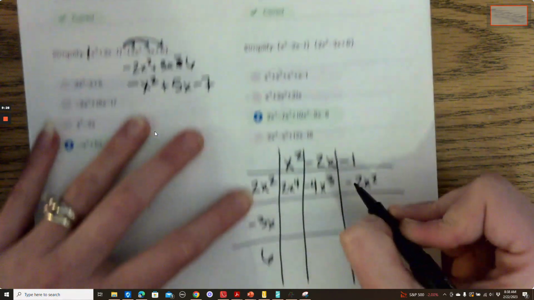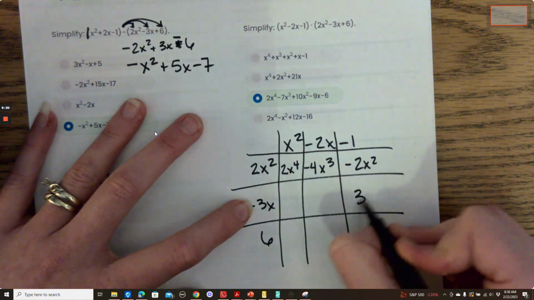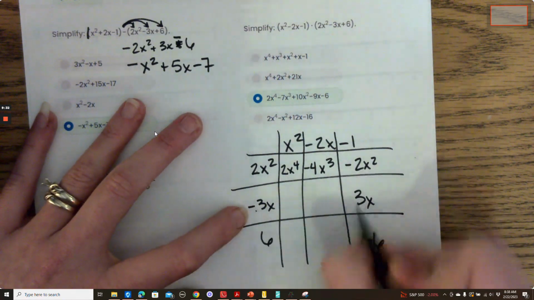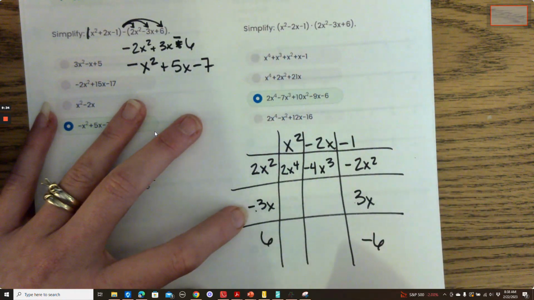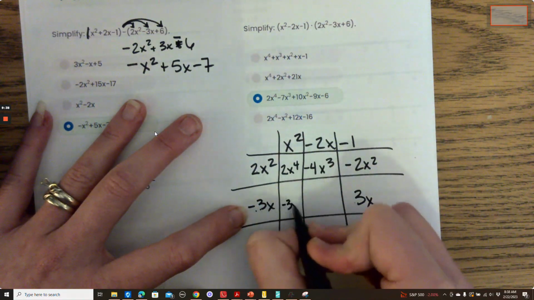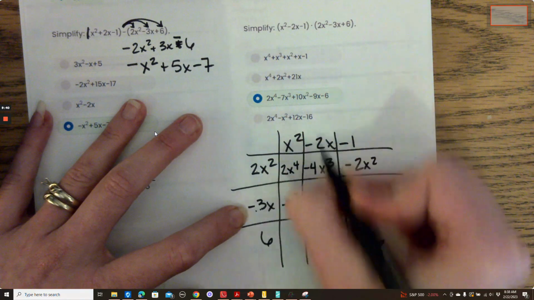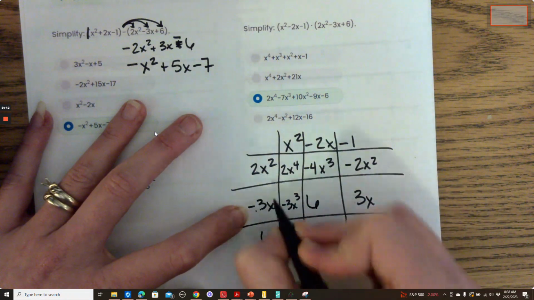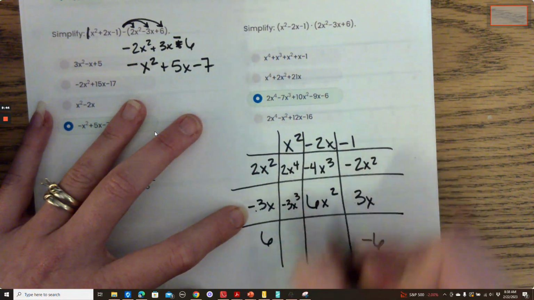So this column is actually easy. If you're multiplying by a negative 1, you're just changing the signs. So if it's negative, it becomes positive. Positive becomes negative. Negative 3x times x squared is negative 3x cubed. Negative 3 times negative 2 is a positive 6. X times x is x squared.